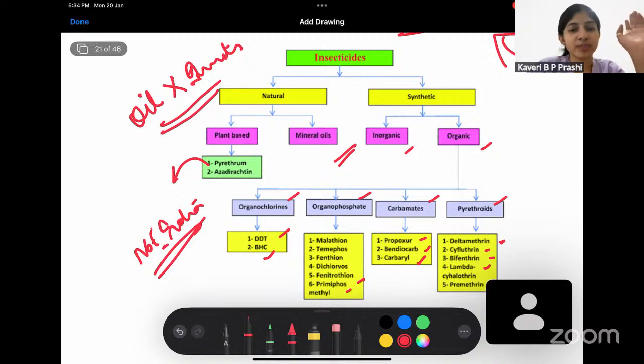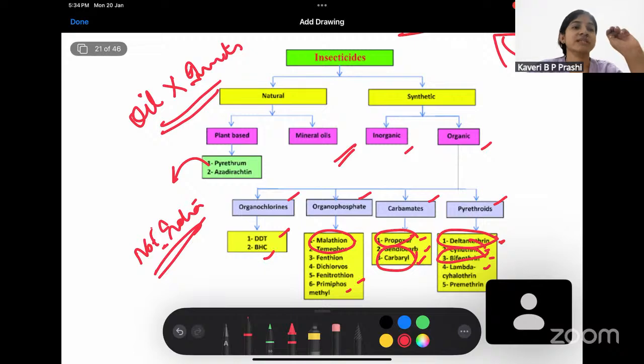two things. What are the two important things? Malathion and temephos are important and easy to remember. Under carbamates, write two things, propoxur and carbaryl. These are easy. Under pyrethroids, you can write deltamethrin, and you can also write bifenthrin. So these are the easier ones.